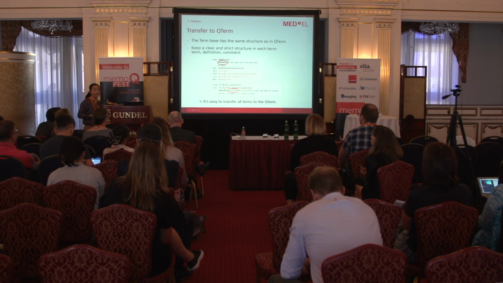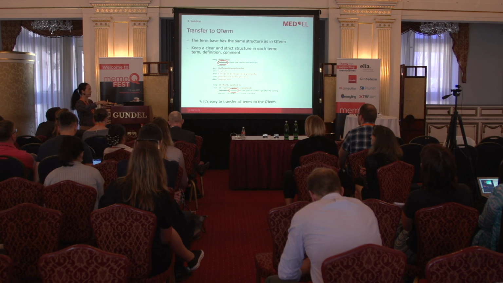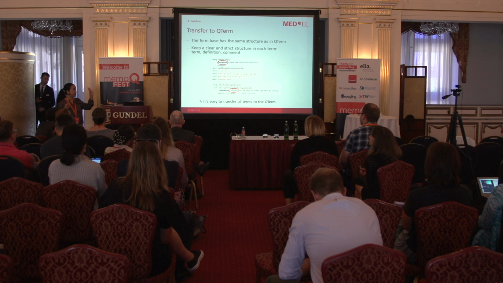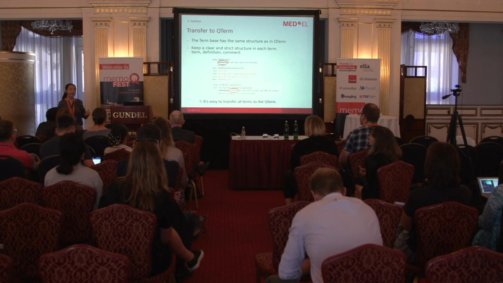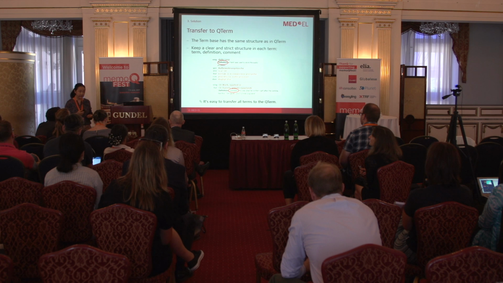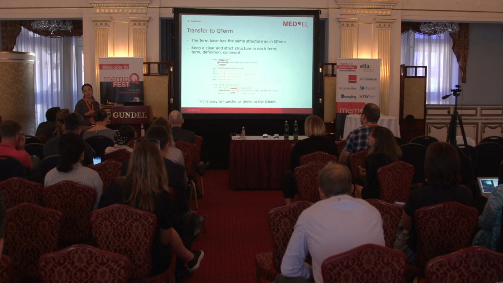But if we just have an additional information or instruction for some translator, then we add comment, colon, definition, and then the text. So after that, when you export the term base to a list, inside the list you can very easily separate the text for definition from the text for the comment. So at the end, when you import this list to the QTerm, those two different pieces of information will be imported in two different fields in QTerm. We have tested, and it's very easy indeed to transfer all the terms to the QTerm.